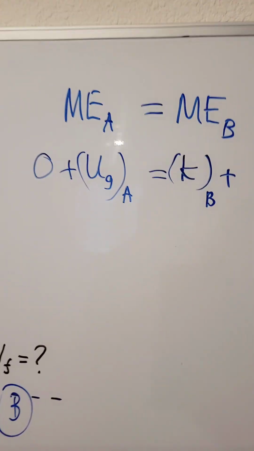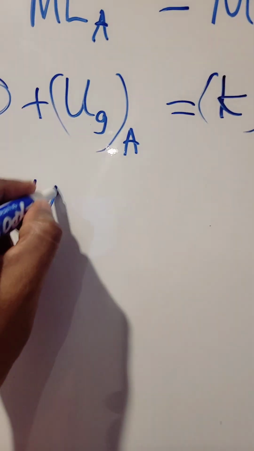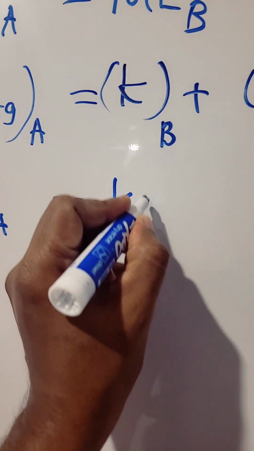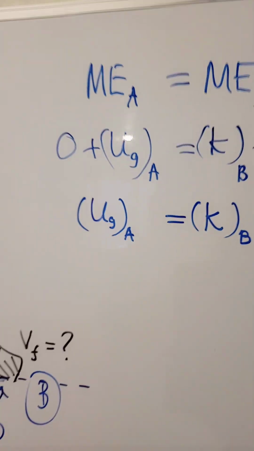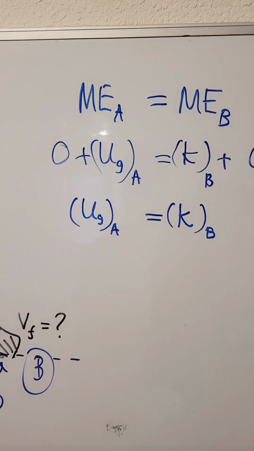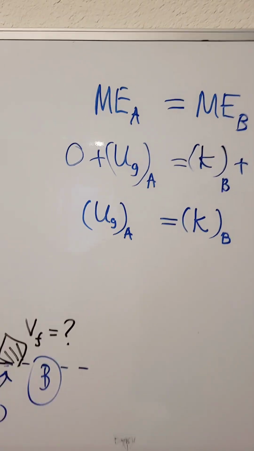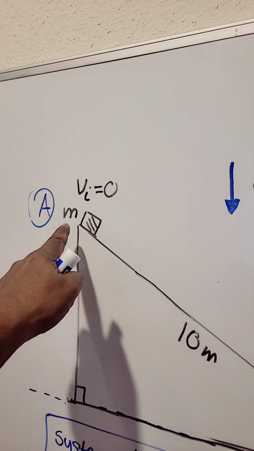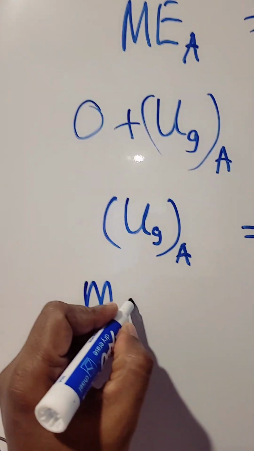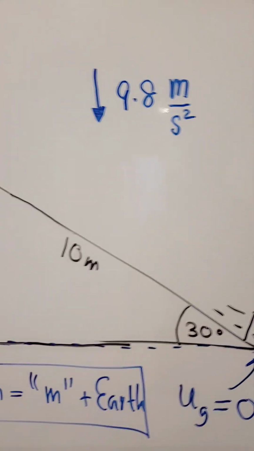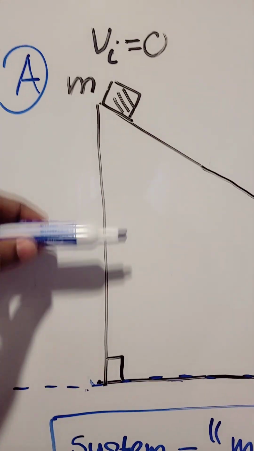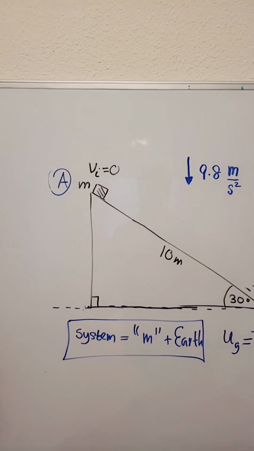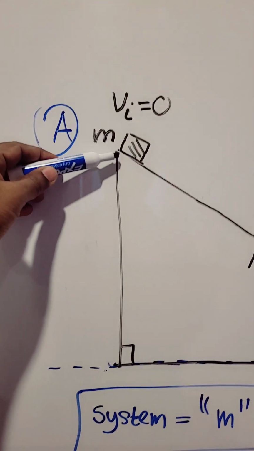Okay, so now look what we have. We have potential energy due to gravity at A equals kinetic energy at B. This is very simple, but yet it's very powerful. How do we write the potential energy due to gravity? mgh: mass of the object, gravitational acceleration, times h. What is h? h is the vertical separation, from the reference level to the position of the object.